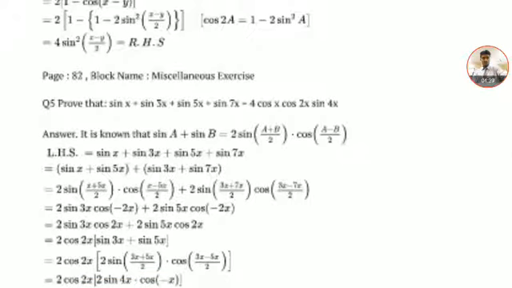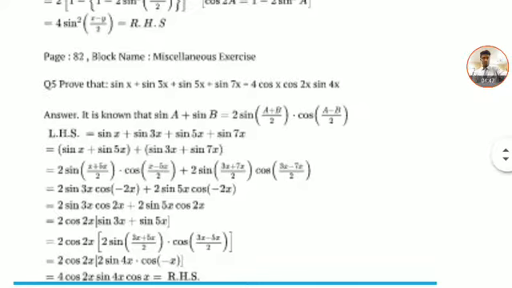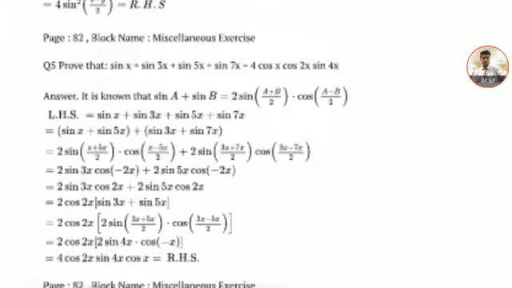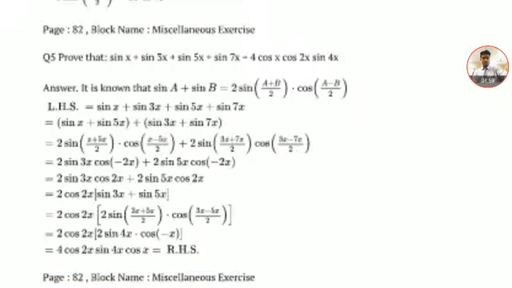What does it say? Now you'll have to apply the formula. This one, sin a plus sin b, you know the formulas, 2 sin (a plus b) by 2 cos (a minus b) by 2. So you apply the formula in the first and the third one, sin x and sin 5x, and sin 3x and sin 7x, apply this formula, and just simplify, you will reach here.